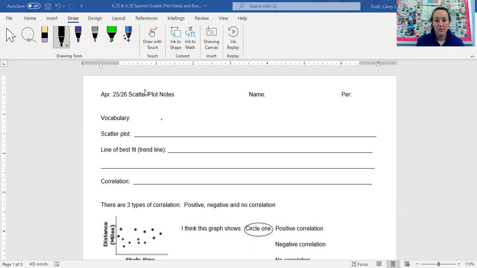Hey guys, we're going to talk about scatter plots and box and whiskers. So we've got some definitions that we're going to get down first. A scatter plot is a type of graph that shows a relationship between two sets of data.